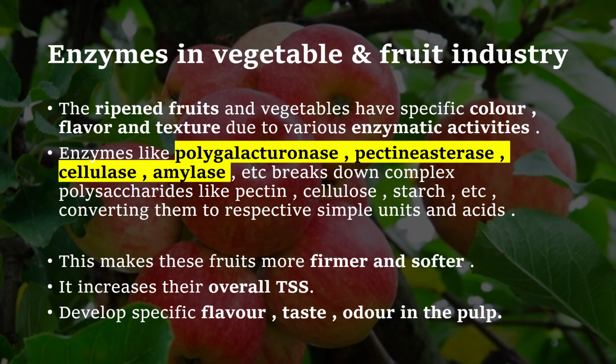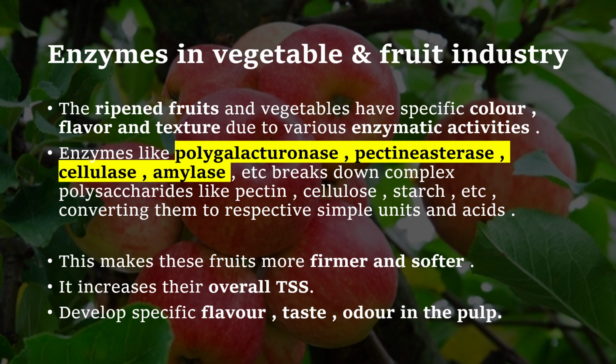Now coming to the next industry, that is vegetable and fruit industry. See, even if we do not talk about processing, if I talk about nature also, enzymes play a very important role in getting the crop produced. How? The ripened fruits and vegetables have specific color, flavor, odor, taste due to various enzymatic processes.